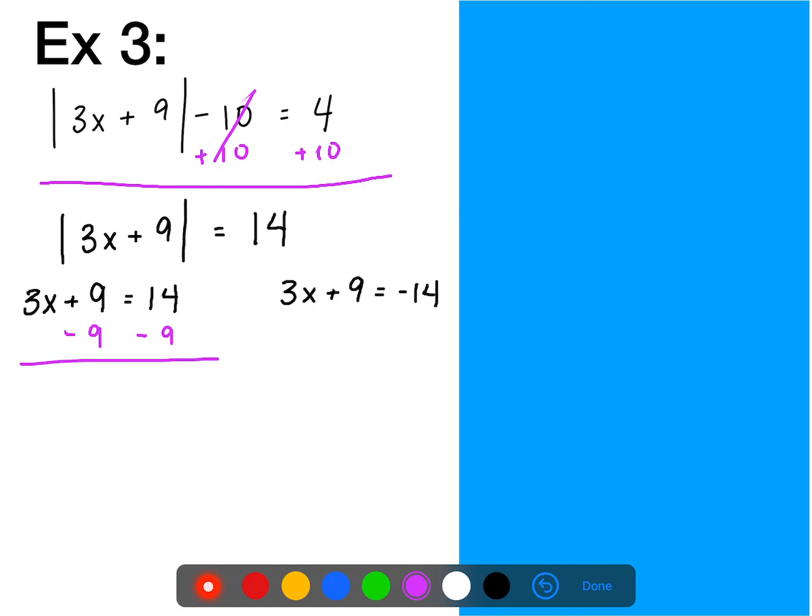Subtract it, and totally up to you, if you want to solve one equation all the way until you get x and then solve the other one, or if you notice that you're going to be doing the same thing, you can solve them both. It's up to you. That's just a personal preference. So then I get 3x equals 14 minus 9, which gives me 5. And then this one I get 3x equals negative 23. They're both negative, so I'm adding them together.